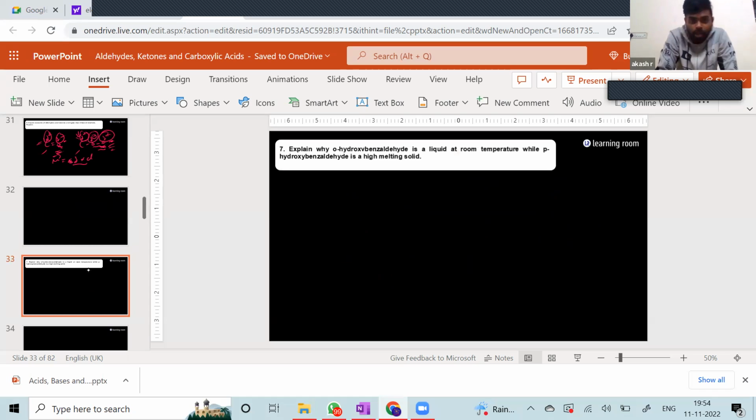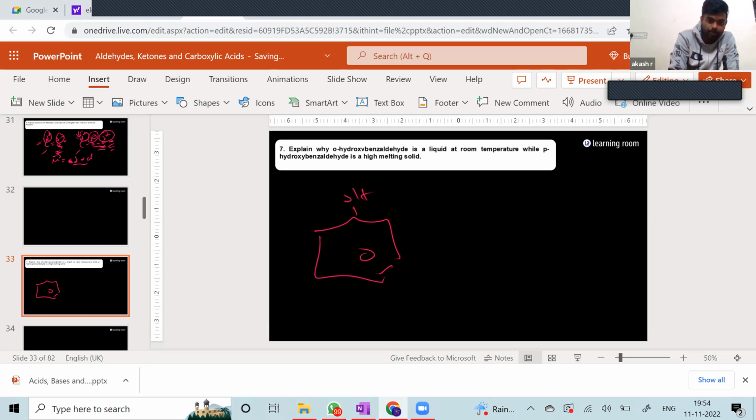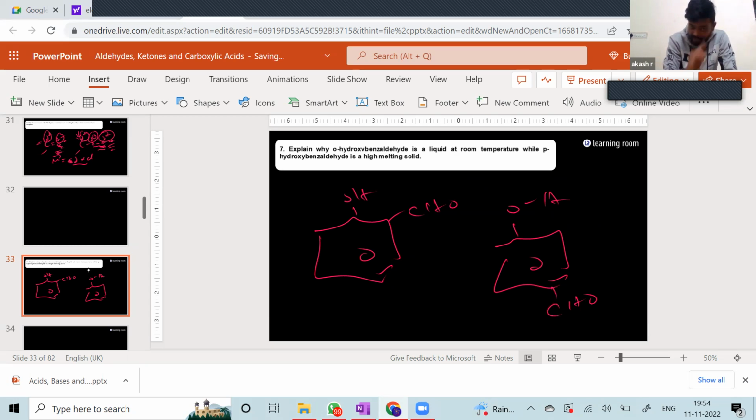Explain why ortho-hydroxybenzaldehyde is a liquid at room temperature, whereas para-hydroxybenzaldehyde has a high melting point. Look at this, people. Very good question. They are telling that ortho-hydroxybenzaldehyde is there, and we have para-hydroxybenzaldehyde. Now they're telling that this is in the liquid state. Okay, that doesn't matter. And this is having a high melting point.